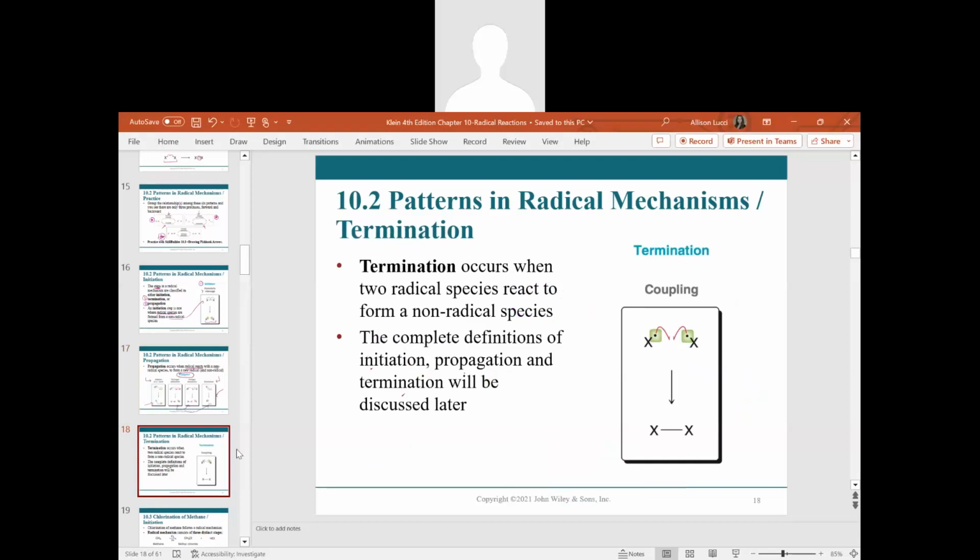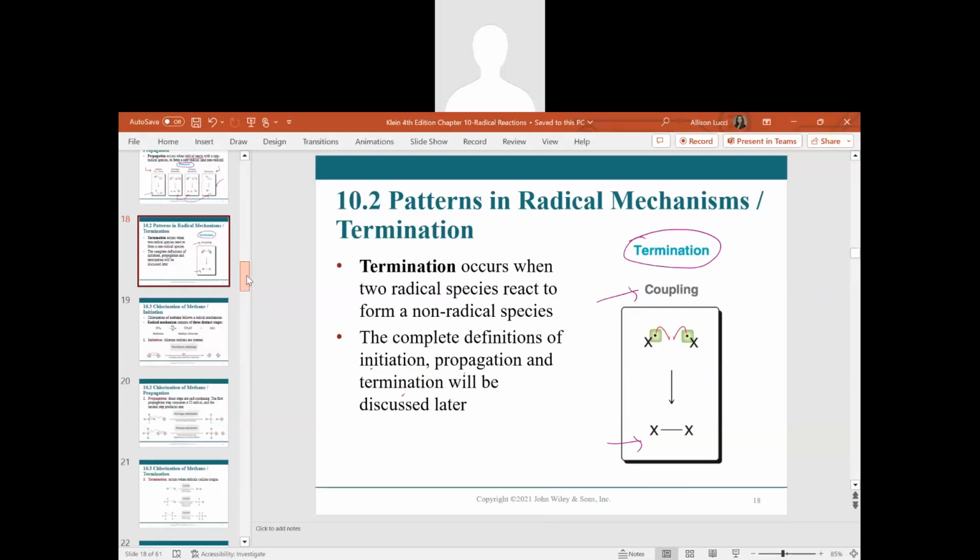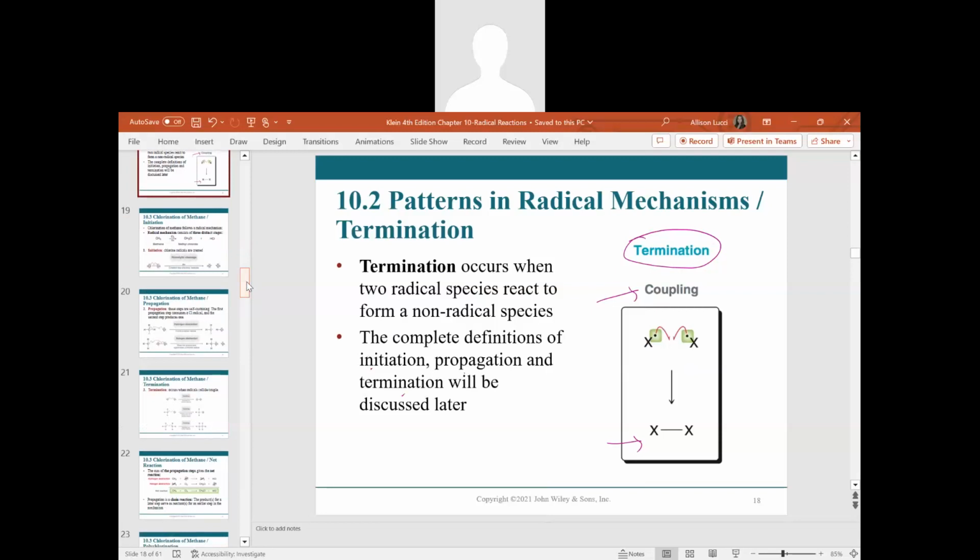Looking at our last patterns, these termination steps can occur, and they end the reaction from continuing. Coupling is where two radical species join together to form a non-radical. We'll get a little more into detail and specifics from reaction to reaction of each of these phases in our radical reaction mechanisms. So we'll continue with section 10.3 next time.